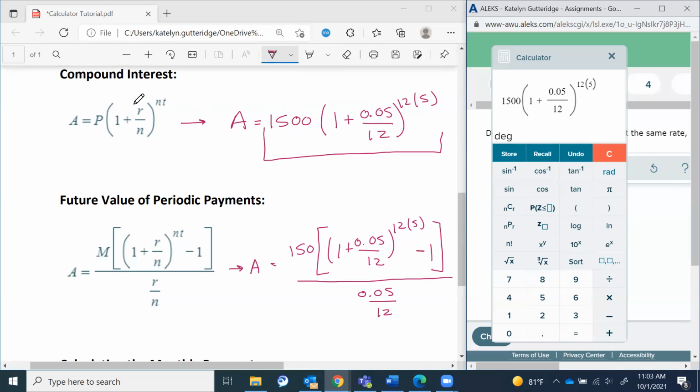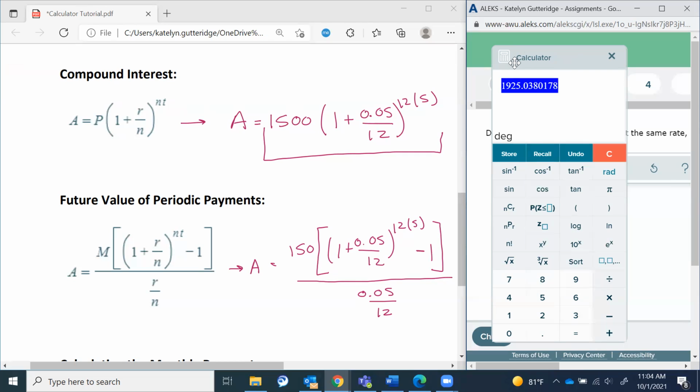It looks similar to the formula we had before we entered the numbers in. It has the same shape, the same parentheses, the fractions are in the same place, parentheses are all in the same place. I have everything entered in. Once everything's entered in, it looks the way I need it, I'll hit enter. And then that will give you the final answer.